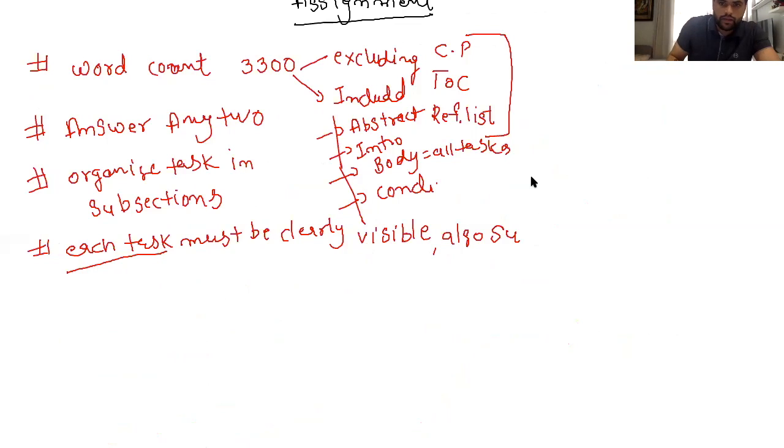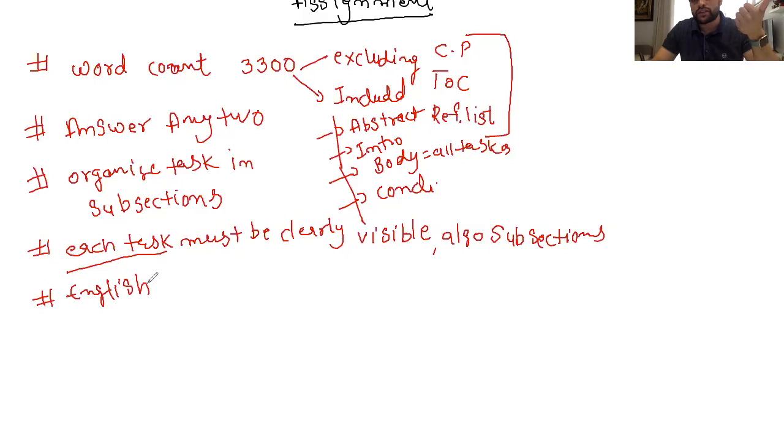So also subsections. Your subsections must be clearly visible. Now we move on to the next. So please, next is the English. In English, you have grammar, spelling check, and sentence structure is very important. So make sure you write appropriate structure or writing that makes sense in your assignments.